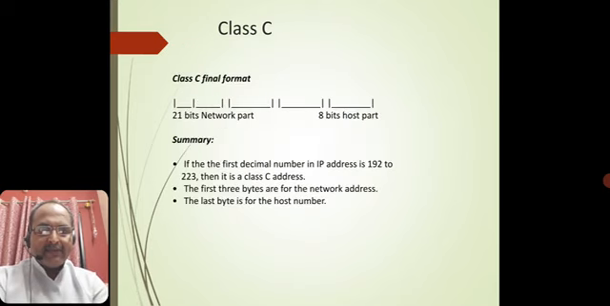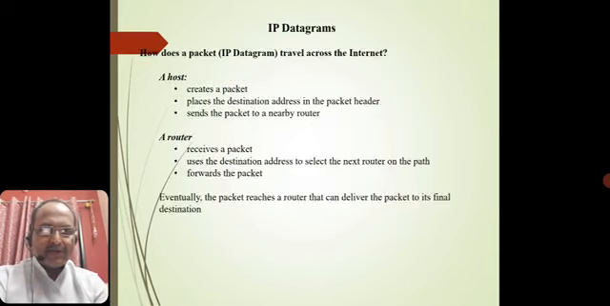Similarly, the final format of class C looks like this: 21 bits network part, that is a portion of your IP address, and the remaining 8 bits host part. Class A is over, class B is over, class C. So if the first decimal number in the IP is 192 to 223, this means that it belongs to class C. Then the first 3 bytes are for the network address. The last byte is for the host address. So you need to remember these important issues.